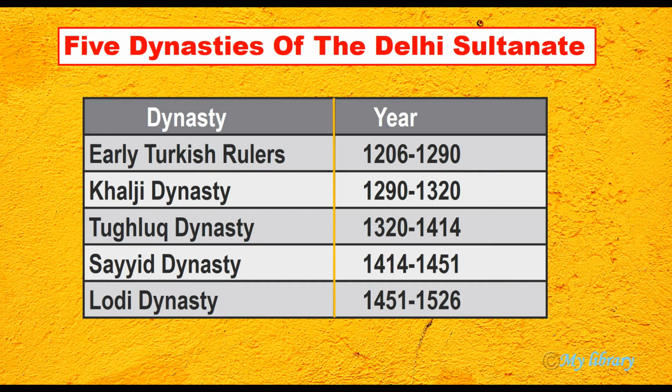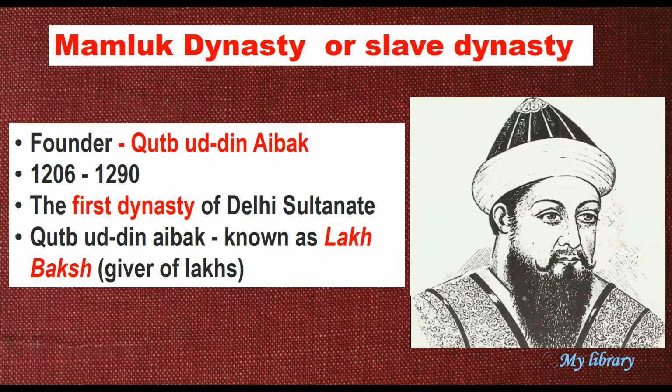Five dynasties together made the Delhi Sultanate. Which are they? The early Turkish rulers, the Khalji dynasty, the Tughluq dynasty, the Sayyid dynasty, and the Lodi dynasty. Let's have a look at the rulers of the first 3 dynasties who ruled Delhi in the 13th and 14th centuries.